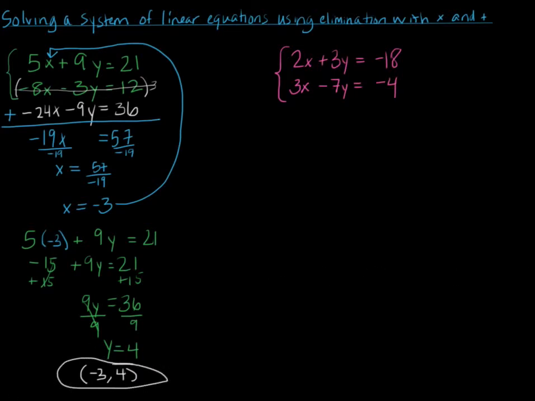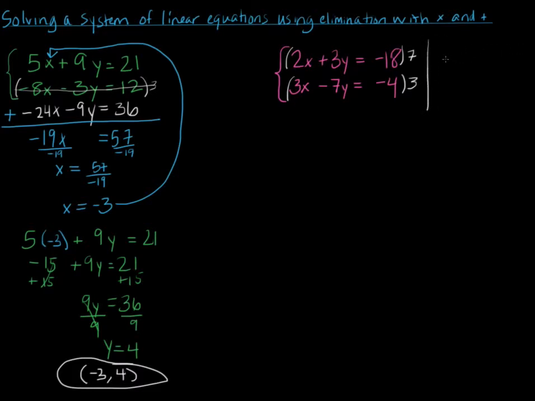So let's try one more. In this system of equations, there's nothing that's quite as easy as this one was here. So we're going to have to look at multiplying both equations by something. If we want to get rid of the y's again, we need to multiply the whole top equation by 7 and the whole bottom equation by 3. And that will give us plus 21y and minus 21y, and that will allow us to do what we want to do.